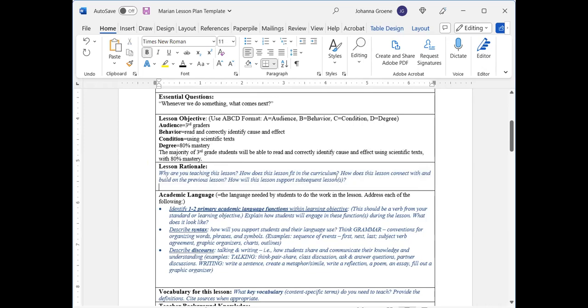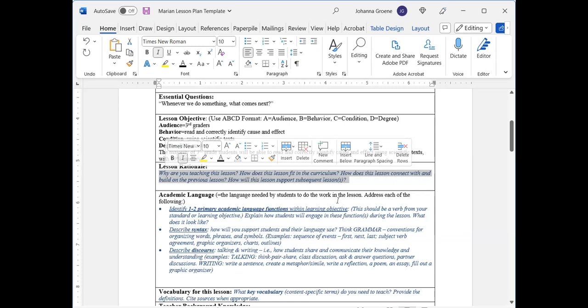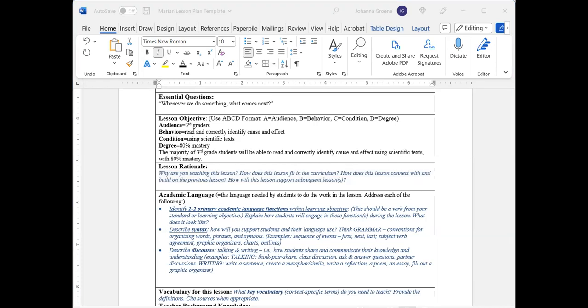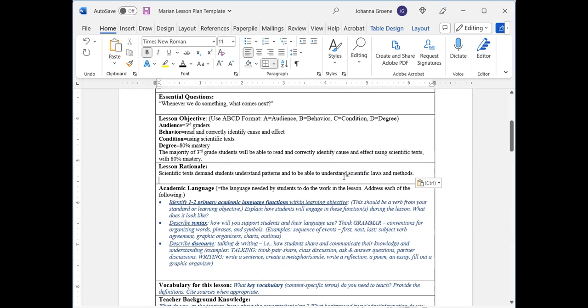And this is why I want you to think about it instead of because you told me to. Why is this important in a person's education? I mean, how is this going to apply? So here's what I have. Scientific text demands students understand patterns and to be able to understand scientific laws and methods, correct? So if we charge something with electricity, don't touch it. It could be as simple as that. You need to know cause and effect. That is so important, especially being a scientist.